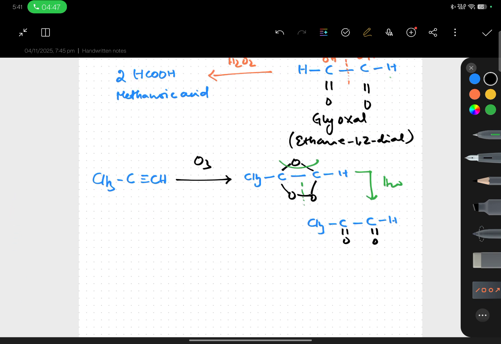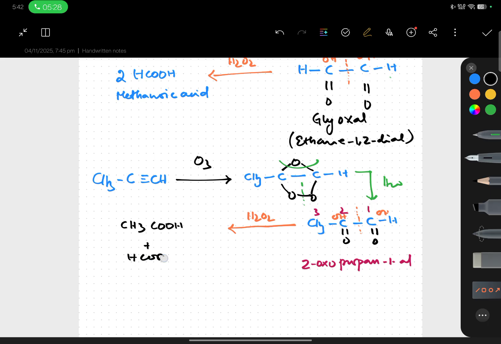What is the name of this molecule? One, two, three. So this molecule is called 2-oxo-propan-1-al. Again, what will happen? When this gets treated with a peroxide molecule, the bond breaks here. OH will be added. So you'll get CH3COOH plus HCOOH.